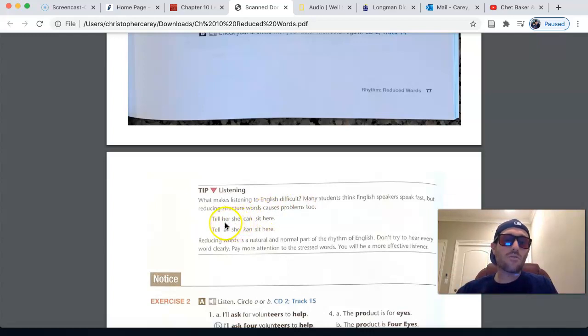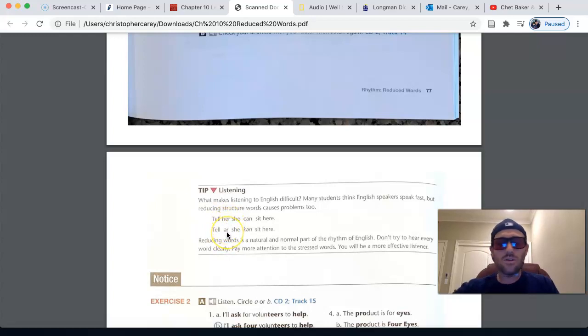In English, for structure words, we're reducing the pronunciation. Why? Because these words really aren't important. They're not giving us information. And for that reason, we reduce them and we emphasize or stress the words that are important, which again are content words. Tell her she can sit here. Tell her she can sit here. Tell, content word. She, content word. Sit, content word. Here. Those are all content words, verbs or subjects.